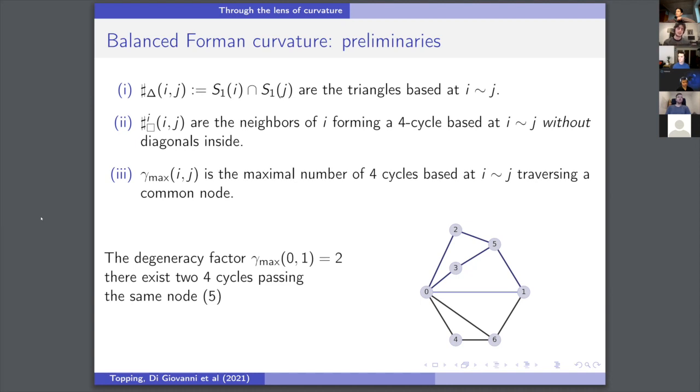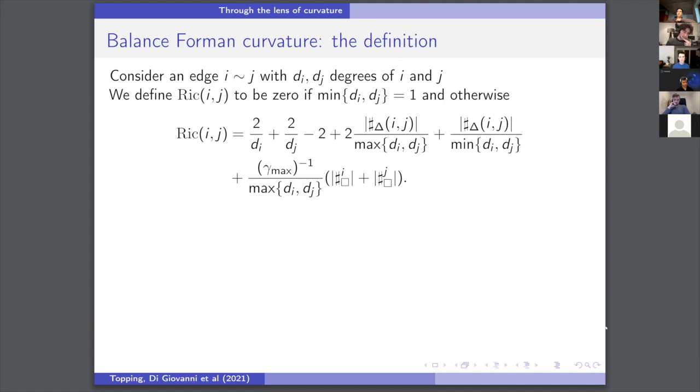In other words, how many 4-cycles we have that are based at the edge i, j but traverse a common node. For example, here, if you look at this graph and we care about the edge 0, 1, this degeneracy factor would be 2, because we have 2 4-cycles passing through node 5 based at 0, 1. So this is the definition of what we have termed balanced Forman curvature.